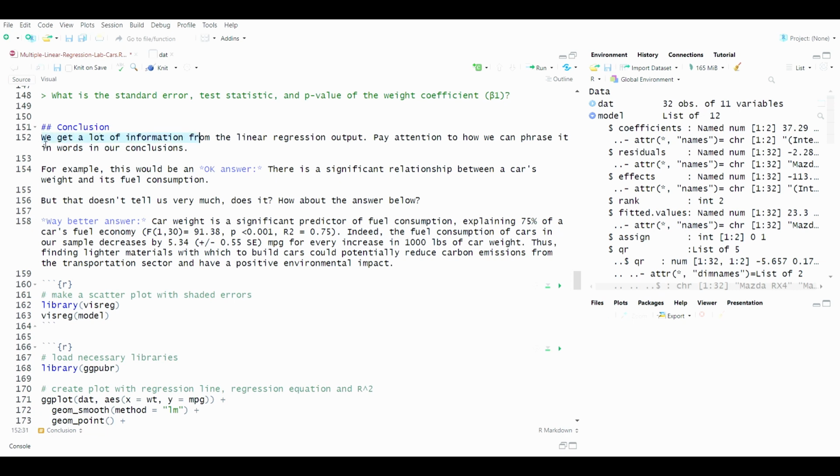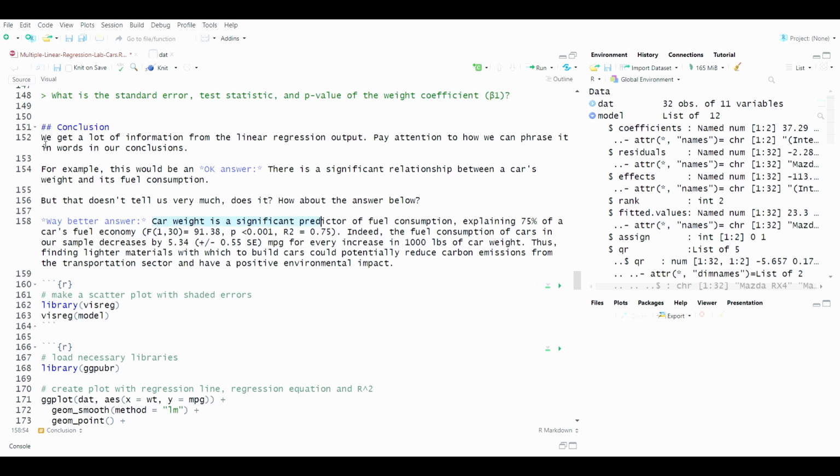We get a lot of information from the linear regression output. Pay attention to how we can phrase it in words in our conclusions. For example, this would be an okay answer. There is a significant relationship between a car's weight and its fuel consumption. But that doesn't tell us very much, does it? What about the answer below? This is a way better answer.